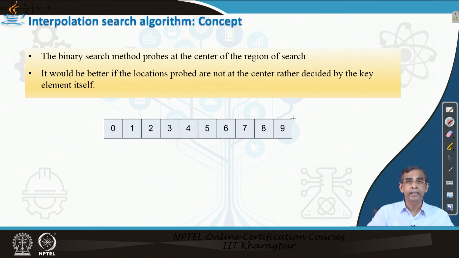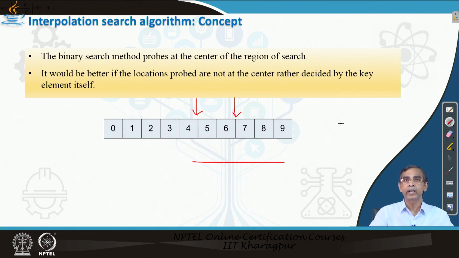Basically we have to hit at the position which is very close to the target element, if any. So for example, if you are to search for say 7.5, in binary search it will probe here, but in interpolation search it will probe here. So the number of iterations or passes required will be far less in interpolation search than in the binary search technique. So this is an improvement.